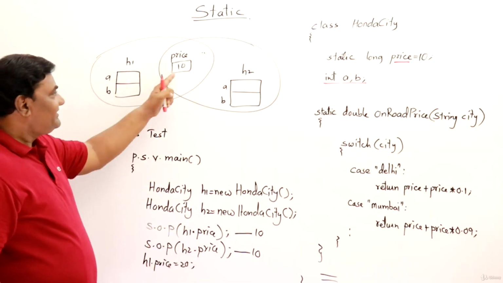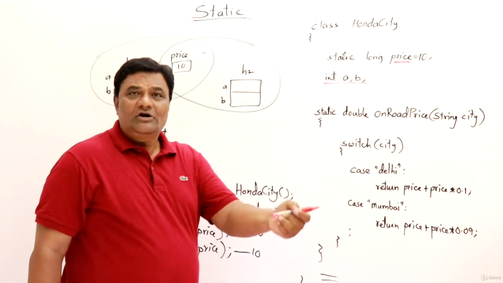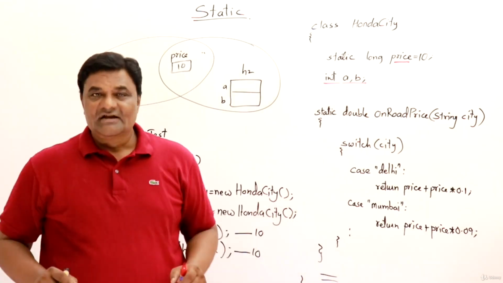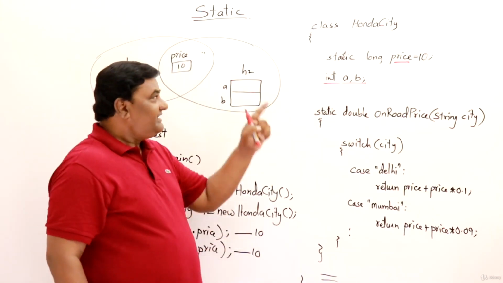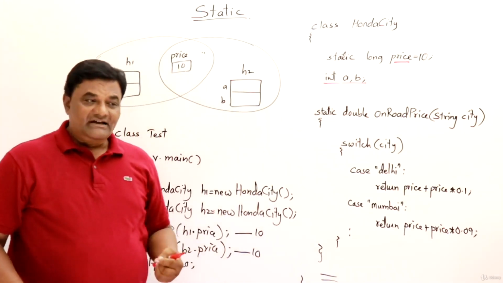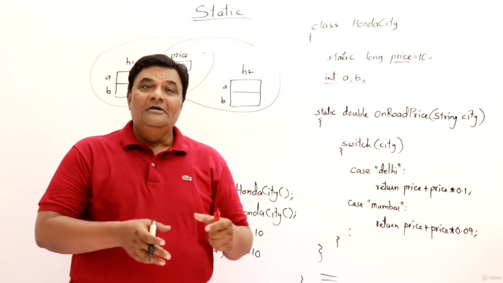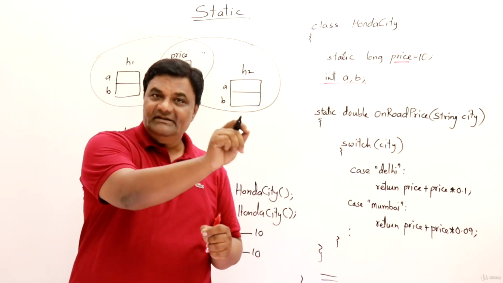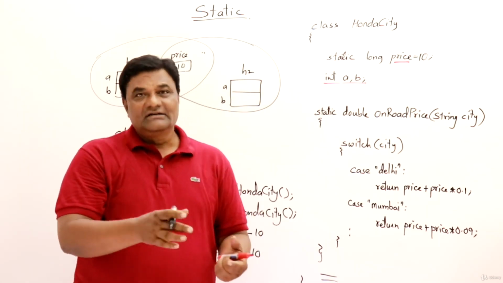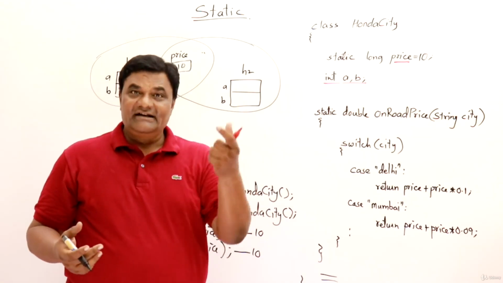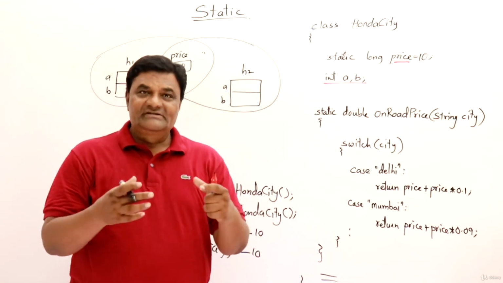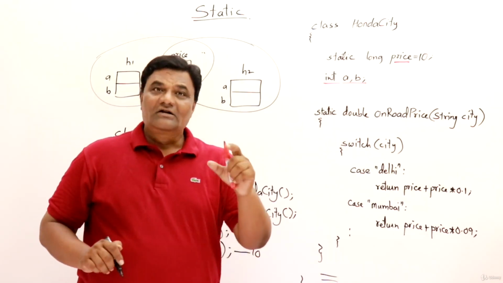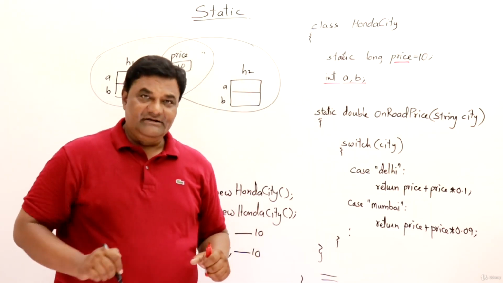If any one of the objects is modifying this value, it is common for all the objects. So the same value is available for all the objects. This means that static members can also be used as shared data between all the objects of a class. If one object writes something in that static variable, all the objects can read that value. So all the objects can use it as shared data. This is another usage of static variables.